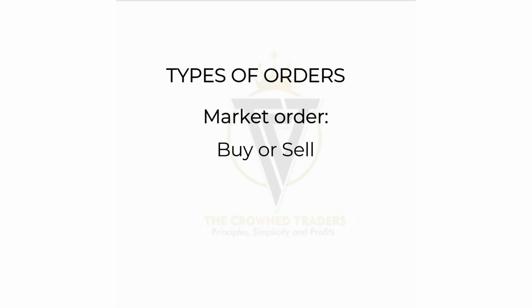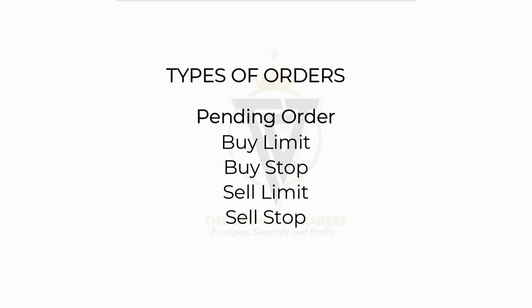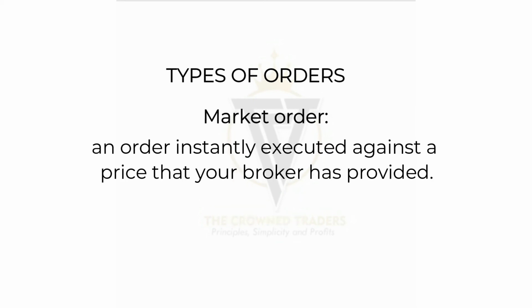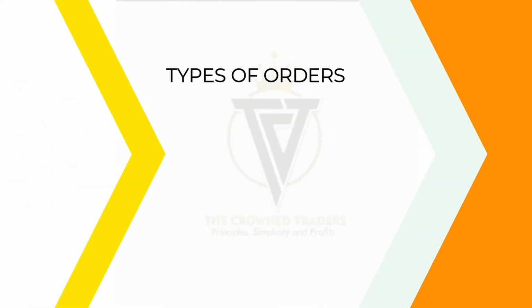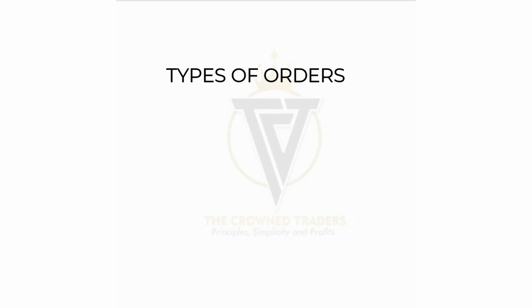Market orders are those orders that consist of just two types, either you buy or you sell. While for the pending orders, we have a buy limit, buy stop, sell limit, and then sell stop. Market orders are instantly executed at a price that your broker has provided, while pending orders are orders to be executed at a later time at the price you specify. Right? Aside from that, we have other orders that are used.